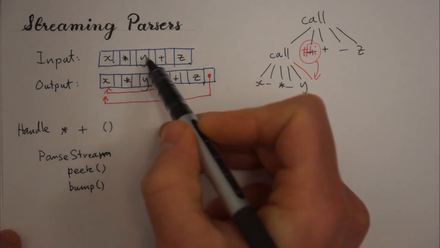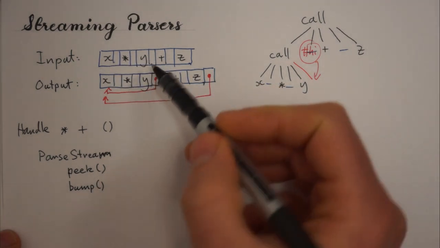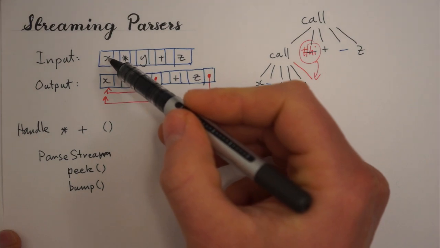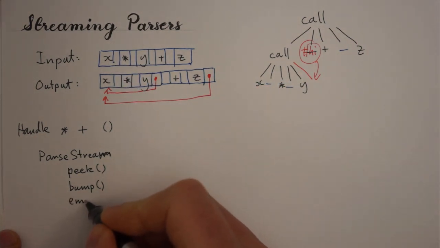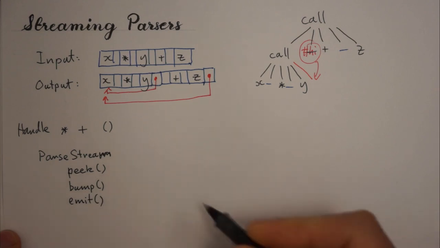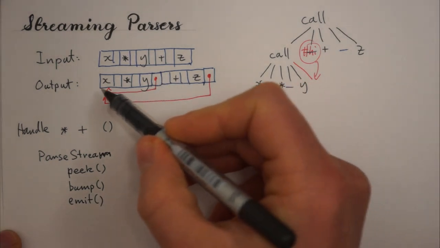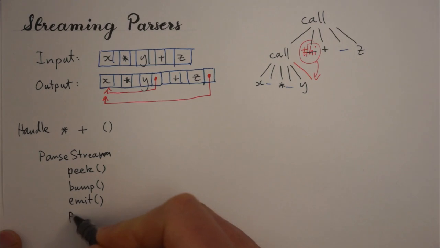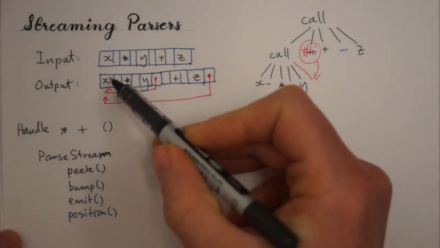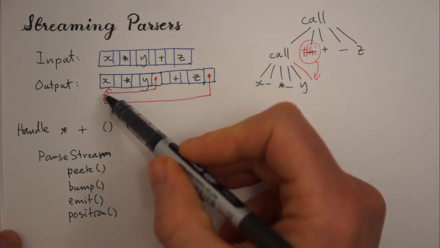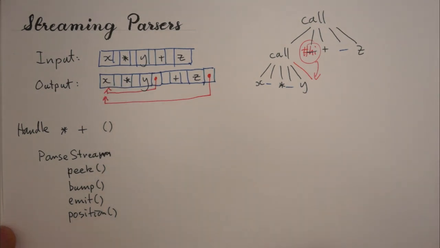So peek looks at tokens in the input, bump transfers tokens from the input to the output, emit will produce one of these spans, and position records the position of the start of a span, basically. So let's look at some actual code.